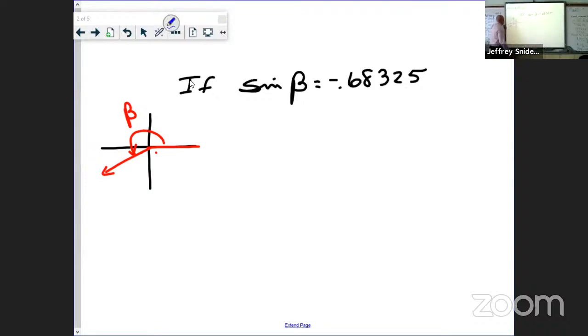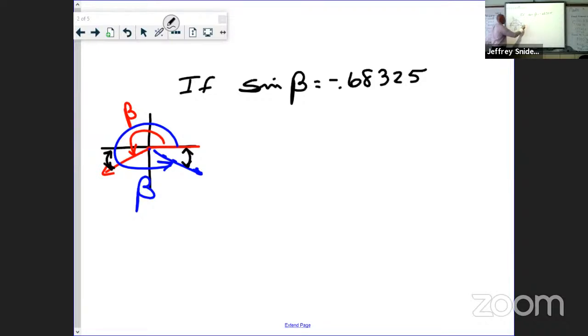The second one has to have a terminal side over here, and it has to be straight across from this one, because their sine values, their y values, must be the exact same. So I know the other one would be like this right here. So this is the other possibility of beta. Okay? Now what do I know? This is the reference angle, and this reference angle and this reference angle are going to be the exact same.